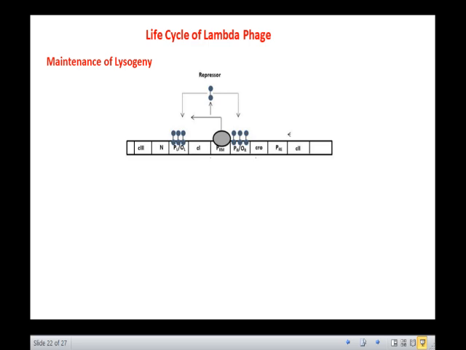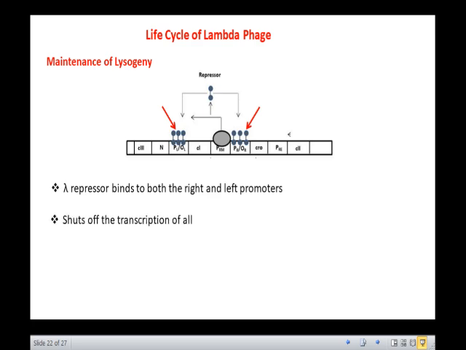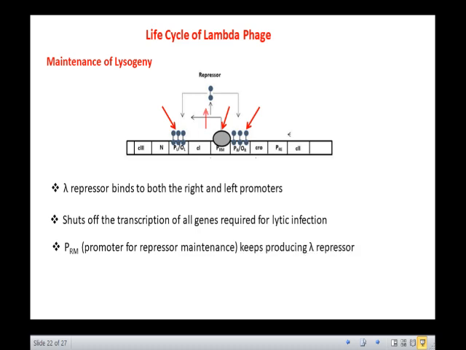Lambda repressor, when produced, binds to both the right and the left promoters and shuts off the transcription of all genes required for lytic infection. The only promoter now active is the PRM, that is the promoter for repressor maintenance, which keeps producing lambda repressor. It is this lambda repressor which also protects the lysogen from superinfection by other lambda phages. Even if another lambda phage infects this lysogen, the already formed lambda repressor is enough to repress the lytic cycle of the newly infecting lambda phage.